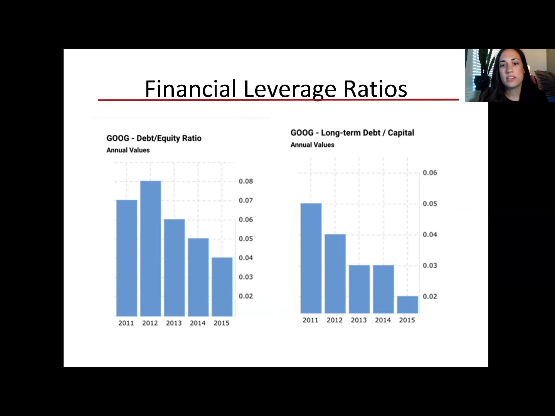Similarly, a decrease in long-term debt to capital ratio would mean that there is an increase in stockholders' equity.